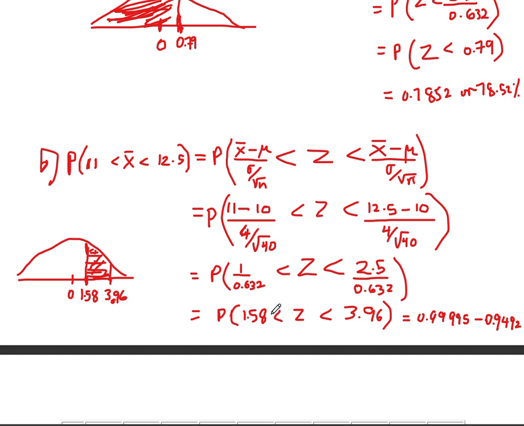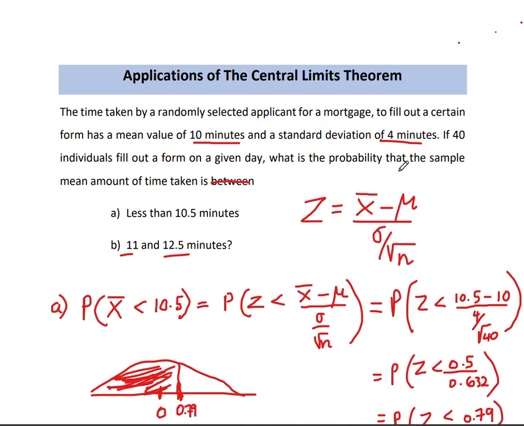So what we're going to do now is subtract these values. So this is going to be 0.99995, take away 0.9492, and that's going to give us a pretty low probability of 0.05075. So a pretty small probability. As a percentage this would be 5.075%. So there's a 5.075% chance that it will take between 11 minutes and 12.5 minutes to complete the application form for the mortgage.